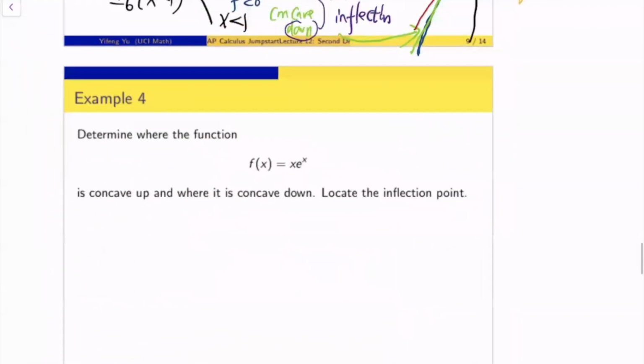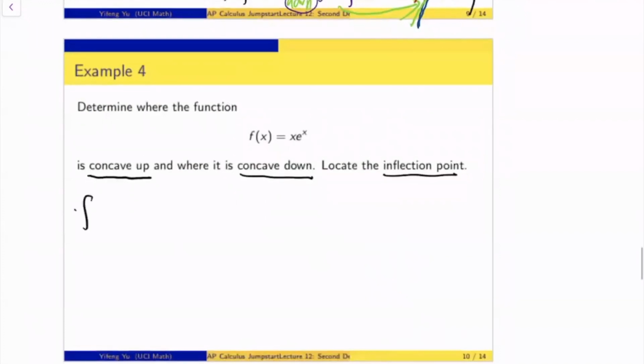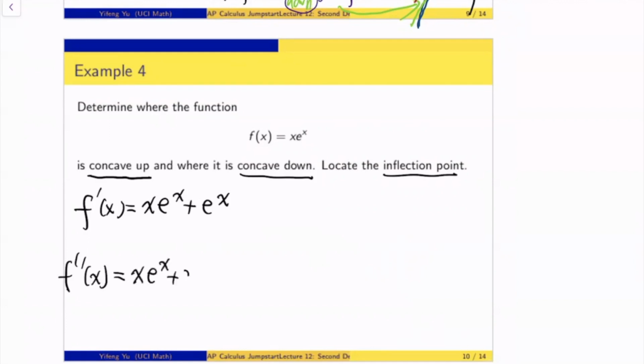Now let's do the function f(x) equals x times e to the x. Again, we want to do the same thing: determine where it's concave up, where it's concave down, and then find the point of inflection. So we take the second derivative. The first derivative, by the product rule, is x e^x plus e^x. The second derivative is x e^x plus twice e^x, so we get e^x times (x plus 2).